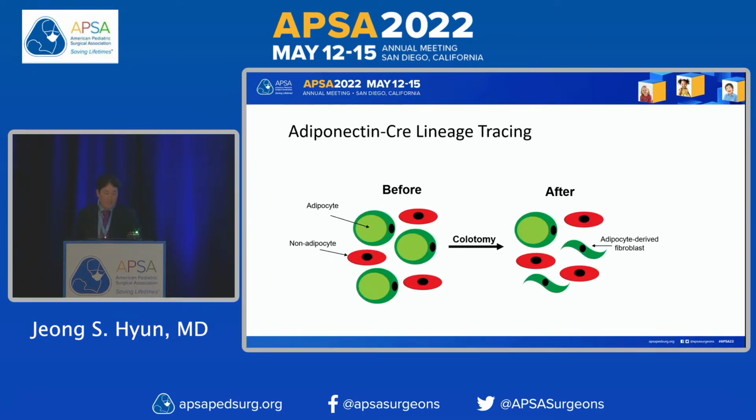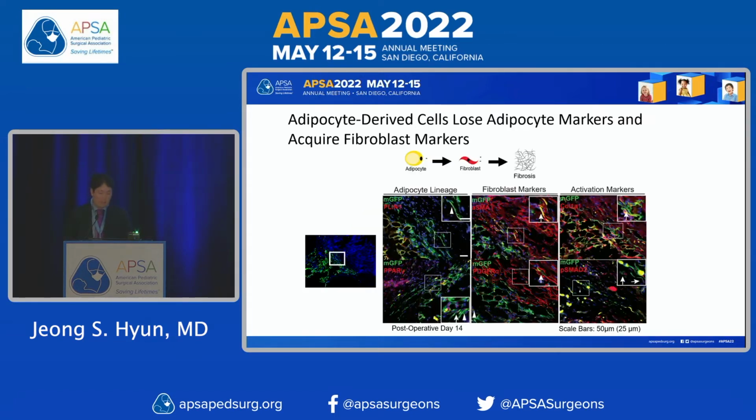So in order to test that, we developed an adiponectin-3 lineage tracing system, which labels all adipocytes and their subsequent derivatives green with GFP. And then every other cell lights up with tomato red. We stain for various adipocyte and fibroblast markers, and we observed that green fat cells lose expression of adipocyte lineage markers, such as PLIN1 and PPAR gamma, and acquire the expression of fibroblast markers, such as alpha SMA and PDGFR alpha, and behave like fibroblasts by producing collagen and responding to TGF-beta signaling.